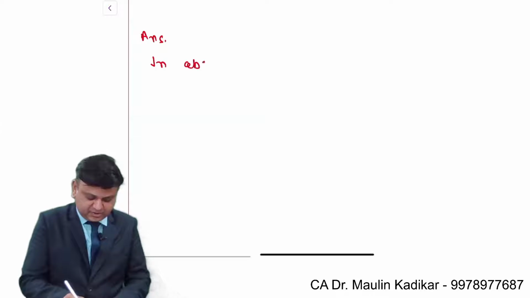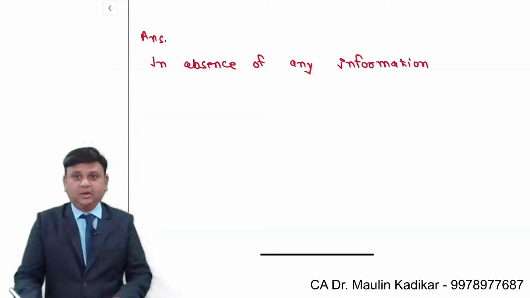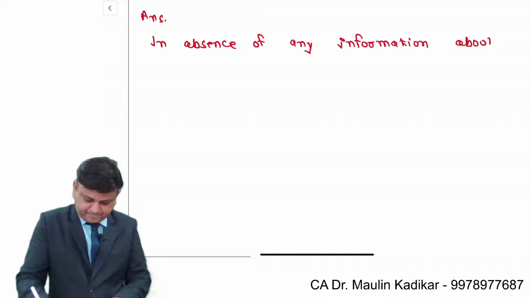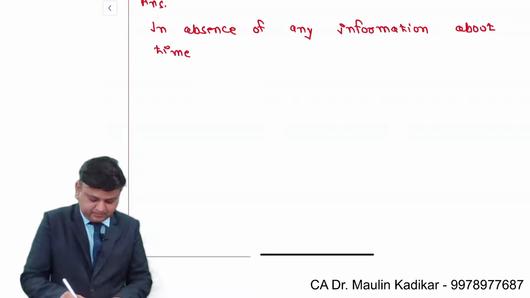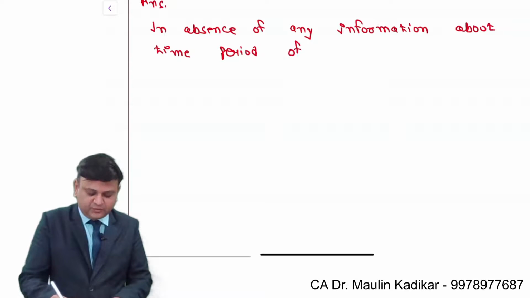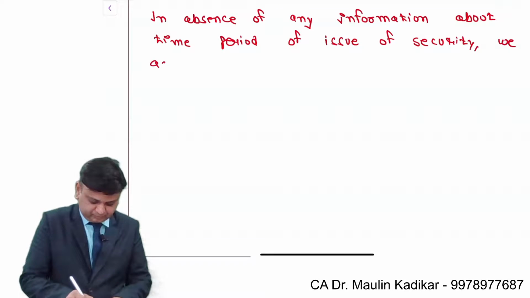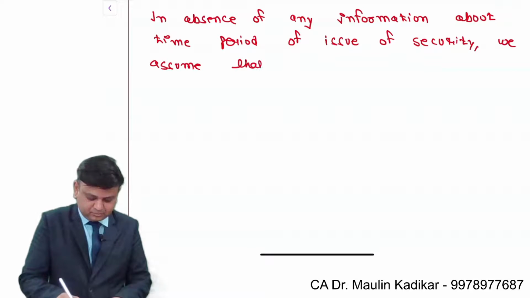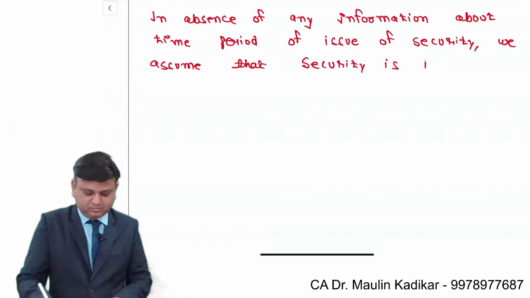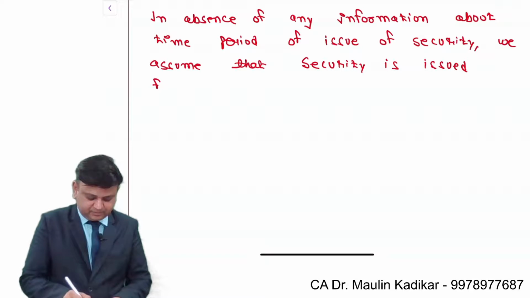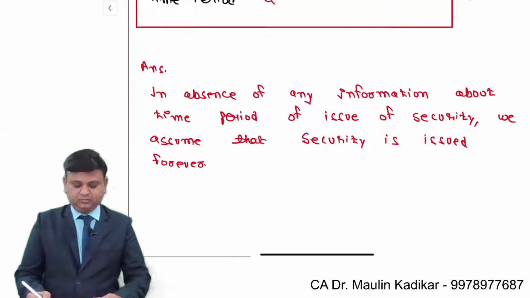In absence of any information about time period of issue of security, comma, we assume that security is issued forever. That is the first thing.